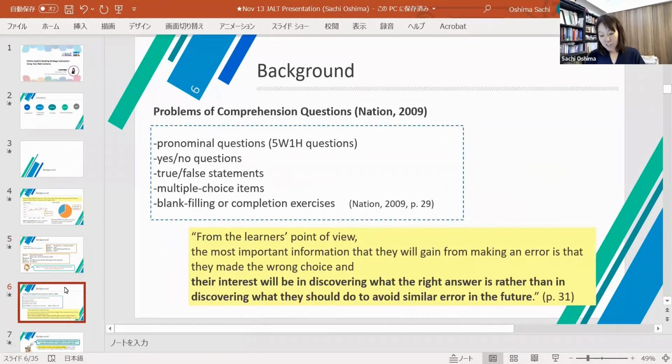In fact, Nation 2009 pointed out the problems of comprehension questions, saying that from the learner's point of view, the most important information that they will gain from making an error is that they made a wrong choice, and their interest will be discovering what the right answer is, rather than discovering what they should do to avoid a similar error in the future.